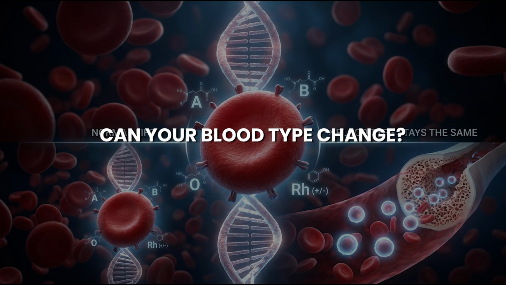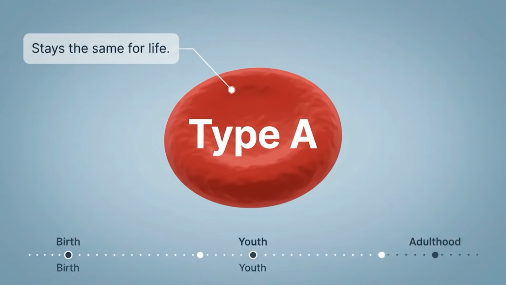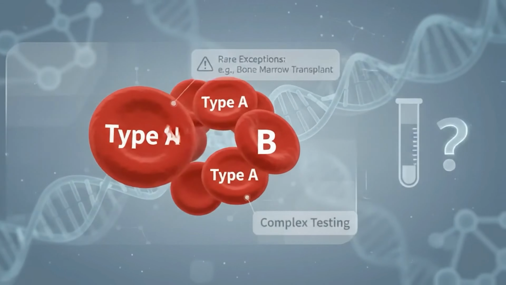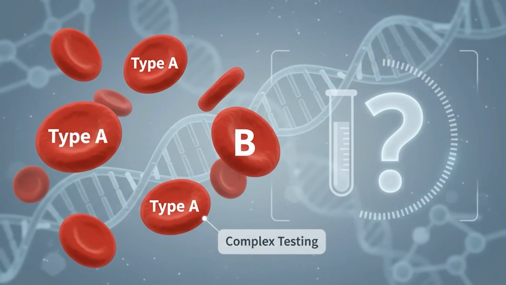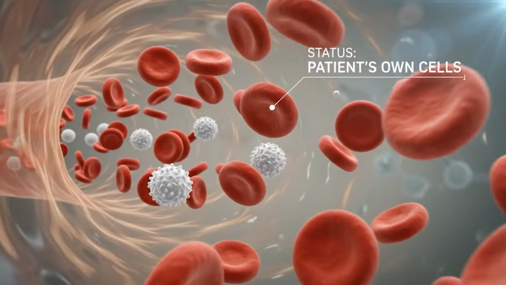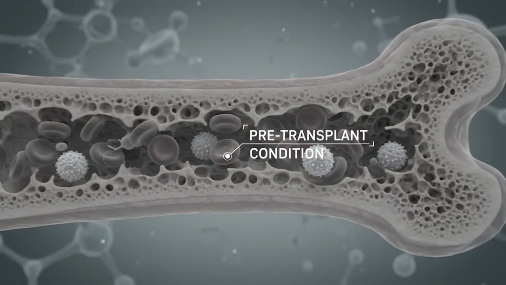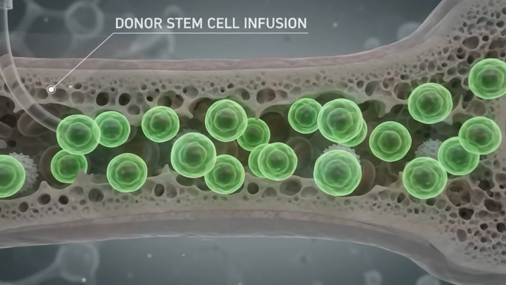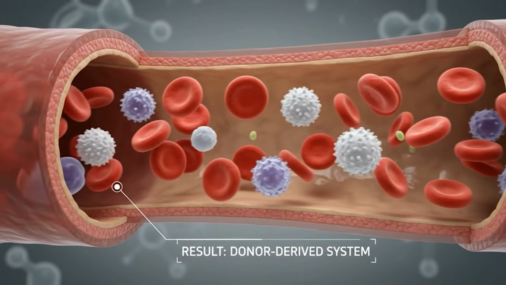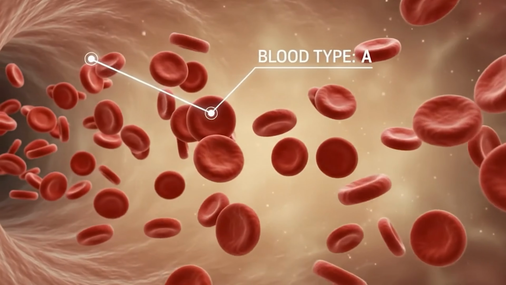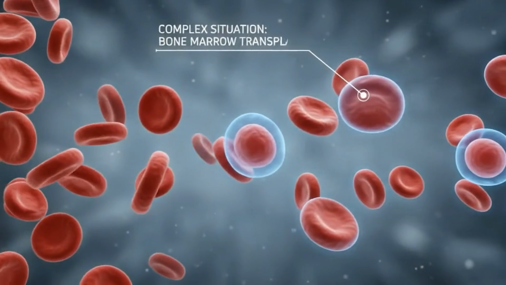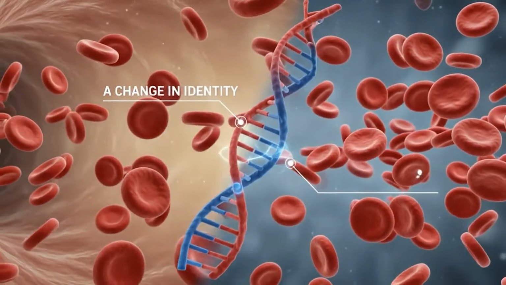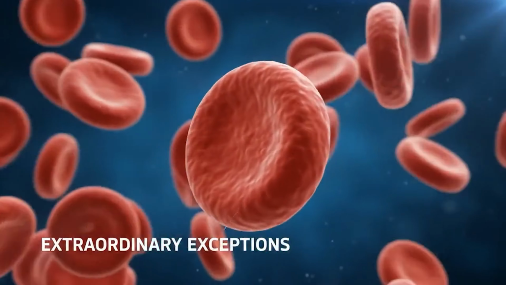Can your blood type change? Normally, your blood type stays the same throughout your life. But there are rare situations where blood group testing can become complicated. For example, certain diseases, treatments, or especially hematopoietic stem cell or bone marrow transplantation can result in a person's blood-forming system being replaced by donor-derived cells. In such situations, blood group testing can become more complex. So although your blood type is usually a lifelong biological identity, medicine can sometimes create extraordinary exceptions.